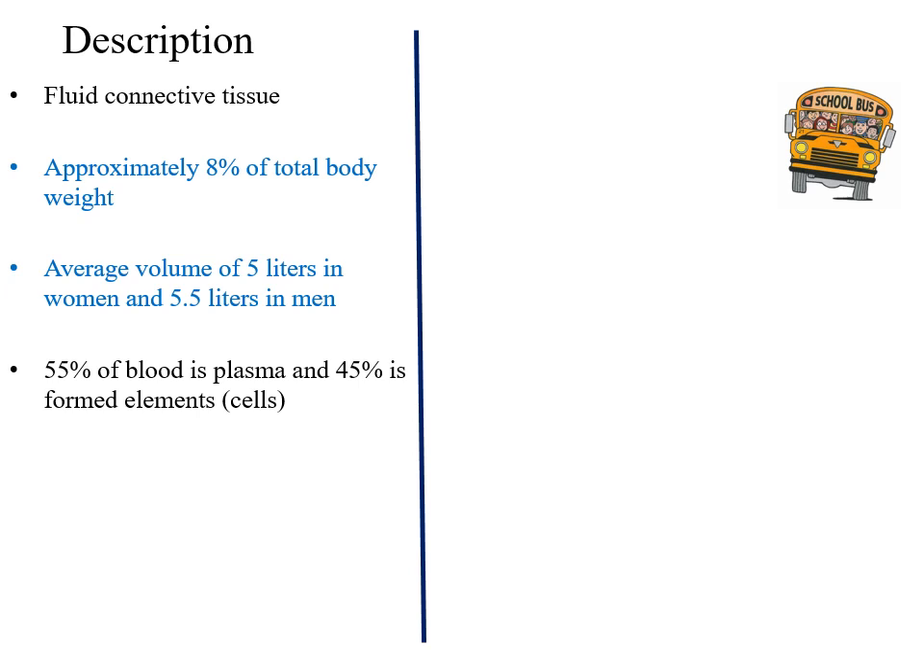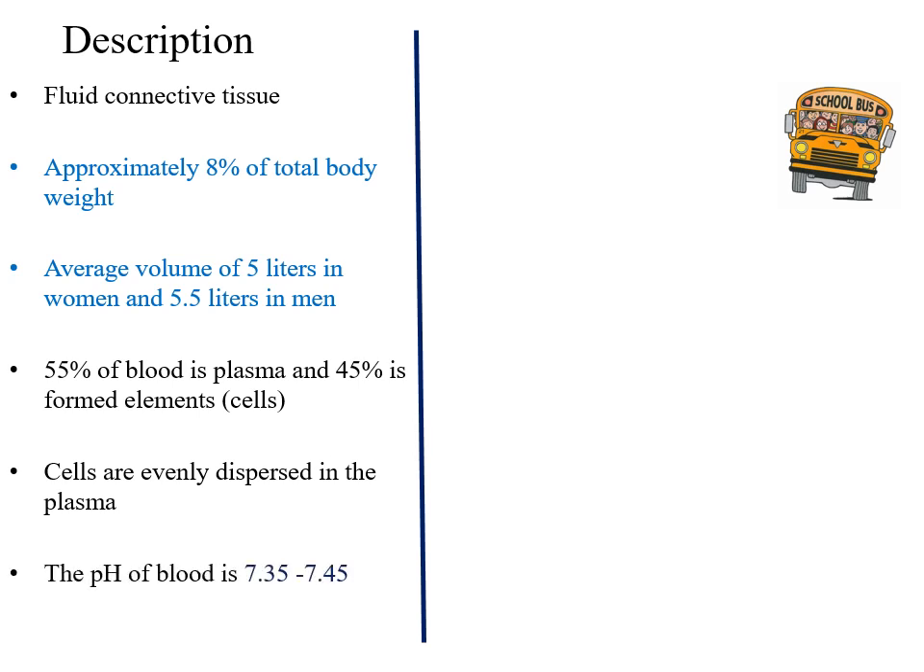55% of the blood is plasma and 45% is made up of formed elements. Formed elements means the cellular component of the blood, for example, RBCs, WBCs, platelets, etc. These cells are evenly dispersed in the plasma and the pH is about 7.35 to 7.45. The pH of the blood has to be maintained constant in order for the enzymatic reactions to happen in an optimum way.